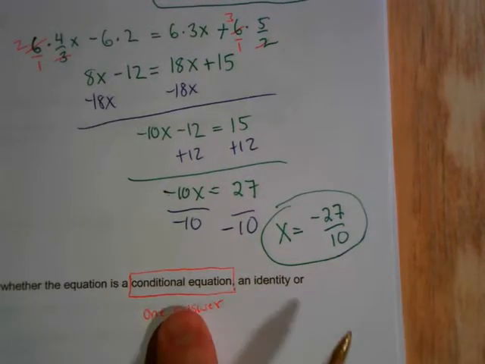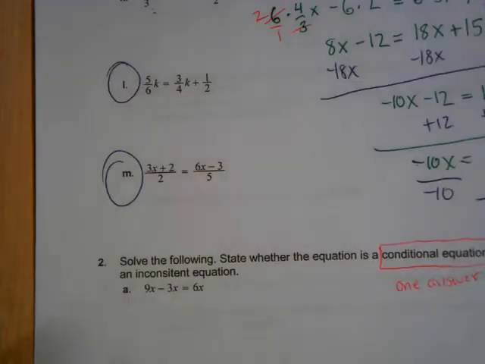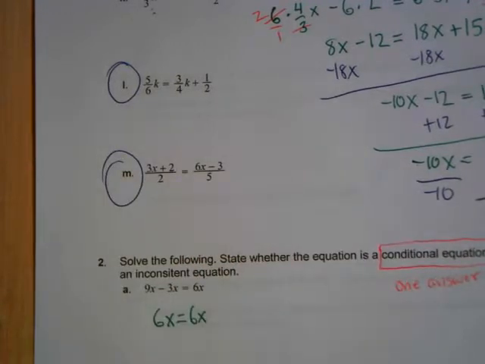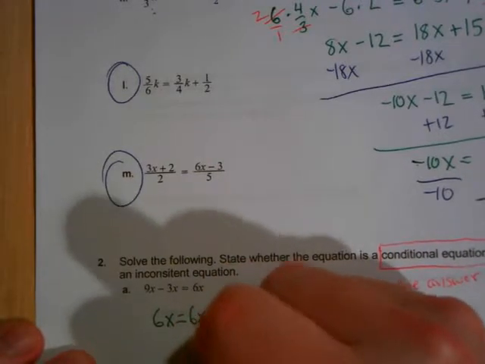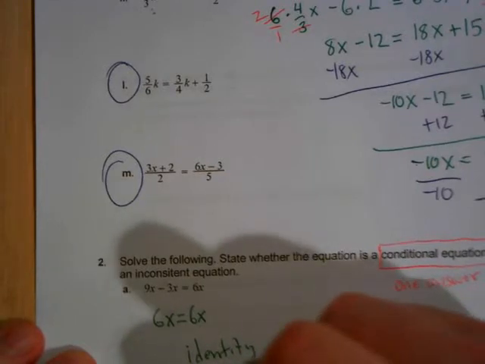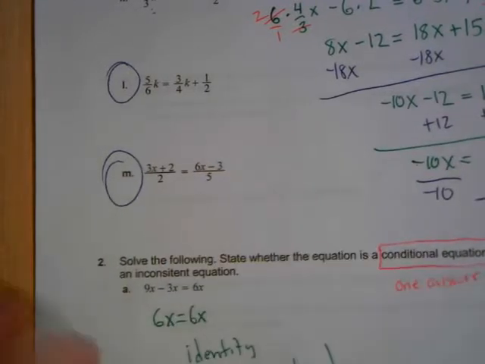You get exactly one answer. A here, on the other hand, if we try to solve A, we have 6x equals 6x. When does 6x equal 6x? Well, 6x always equals 6x. It wouldn't matter what number we plugged in there, we would always get a true answer. That's called identity. Identity is a fancy way to say always true. So our answer there would simply be identity. That one's always true.